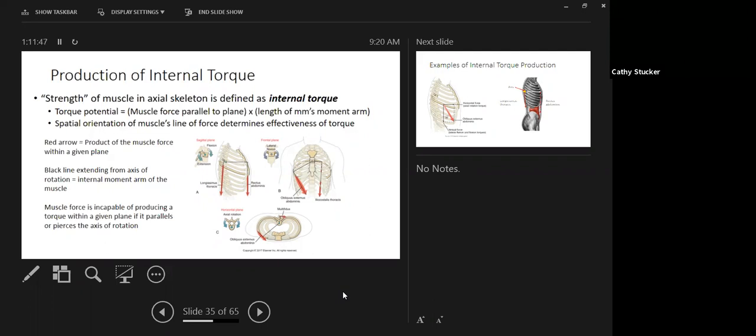The second picture, the external obliques, their line of pull is diagonal to the spine. It's not parallel. So there is a component of external oblique that flexes because it's anterior to the axis, but there's also a component of external oblique that does what? Rotates. How about if just one side activates? Side flexes. So because of that diagonal orientation, you're going to get rotation and flexion, and then side flexion if it's unilateral.